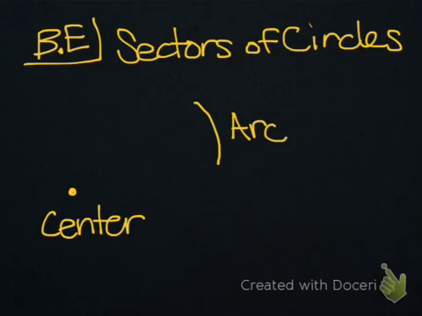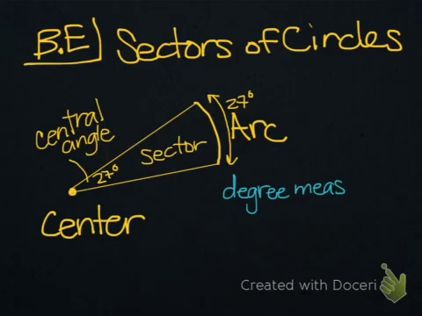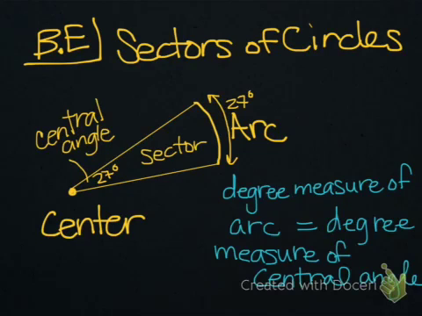Okay, so sectors of circles are next. If you have a circle with this as the center, and this is an outside part of the circle, that is called an arc. If we connect it with 2 radii, then the section in the middle is called a sector. If the central angle is 27 degrees, then the arc also measures 27 degrees. So the degree measure of the arc is equal to the degree measure of the central angle.